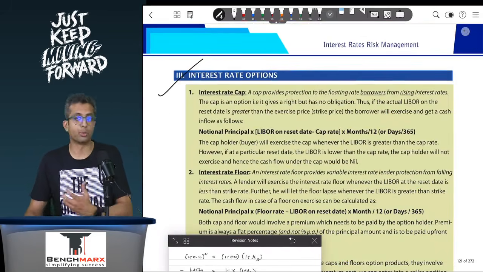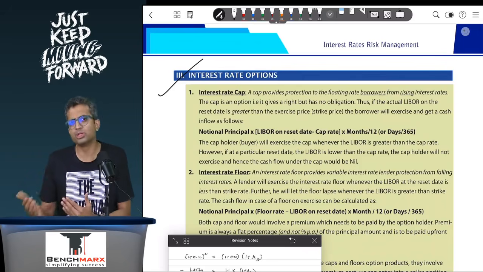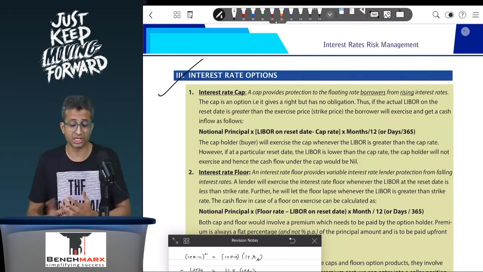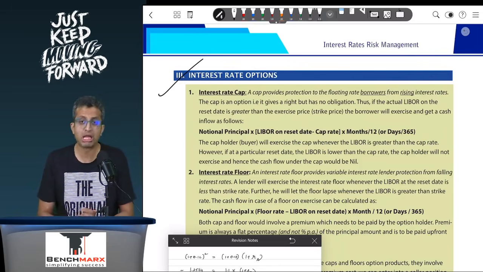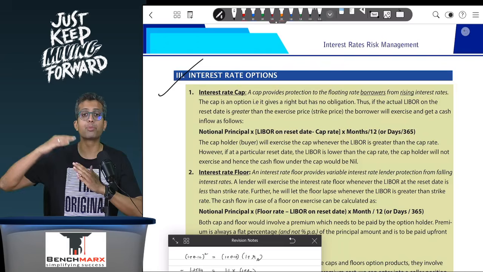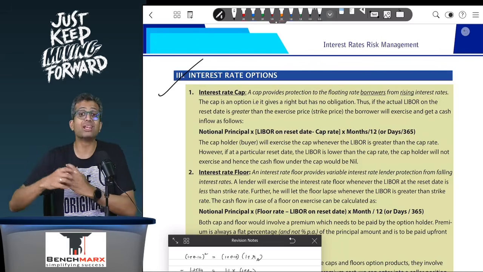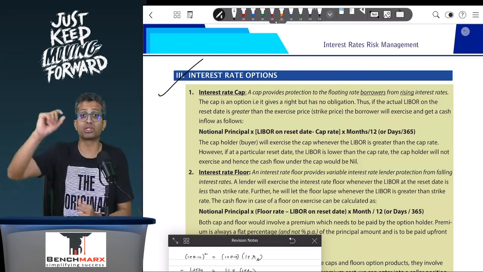Next, we have interest rate options. Now, options typically you used to call as call options, put options, etc. However, in the context of interest rates, you call this as caps and floors. What do you mean by cap? A cap protects a floating rate borrower from a possible rise in the interest rate.